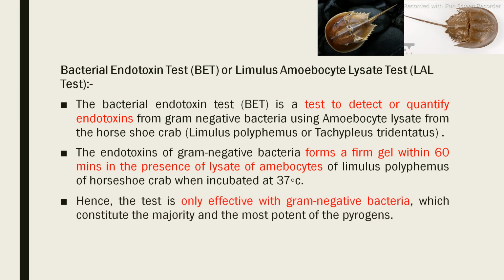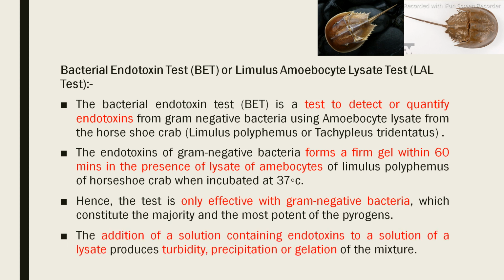Hence, the test is only effective with gram-negative bacteria, which constitute the majority and most potent of the pyrogens. The addition of a solution containing endotoxin to a solution of lysate produces turbidity, precipitation, or gelation of the mixture. Means once the enzyme obtained from this horseshoe crab is mixed with the endotoxin, there will be formation of turbidity, precipitate, or gel type of structure. So this turbidity, precipitation, or gelation is the confirmatory test for the presence of endotoxins.